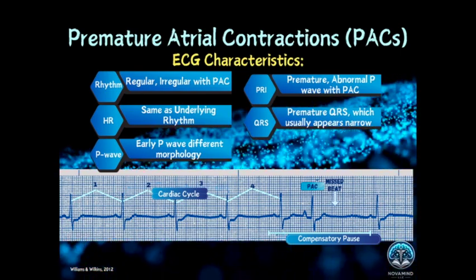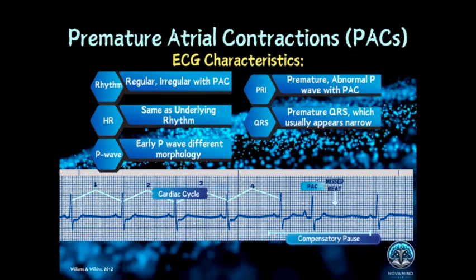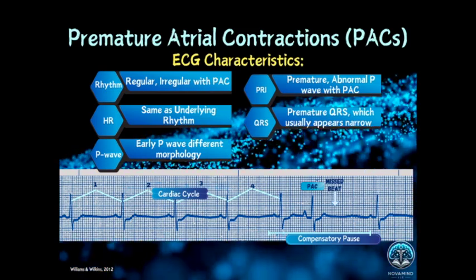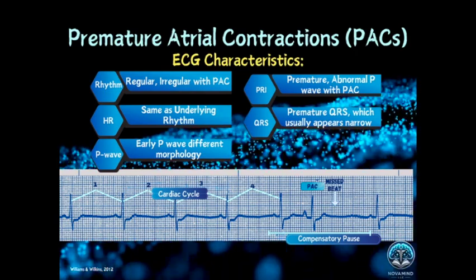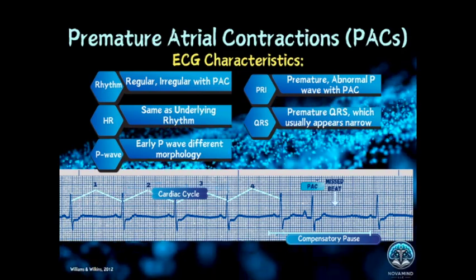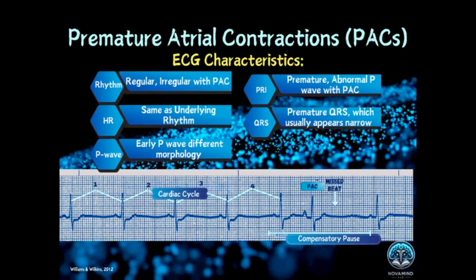There could be two types of pauses after the PAC. One is a compensatory pause, and the second one is called a non-compensatory, or incomplete, pause. To determine the type of pause after premature beats, measure from the QRS complex before the premature beat to the QRS complex after the premature beat. If the measurement equals 2 R-to-R intervals, the pause is compensatory.